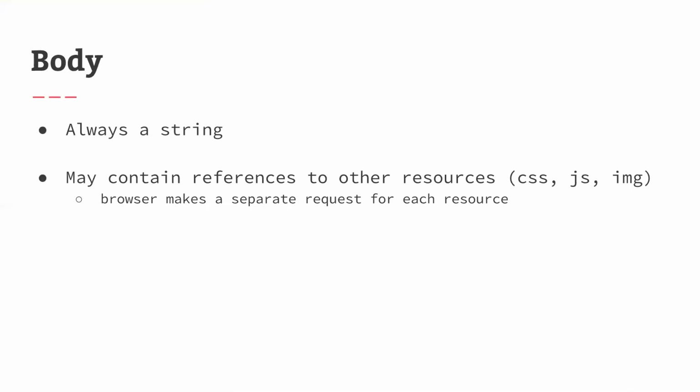And then if it's an image, say, then you give it a content type so the client knows how to deal with it. And it might contain references to other resources like CSS or JavaScript or images. And the client is going to make a separate request for each resource. So it's going to make a whole new request with all of its URL and headers and everything for every resource that you've referenced on your page.